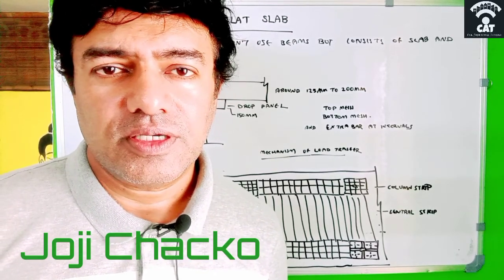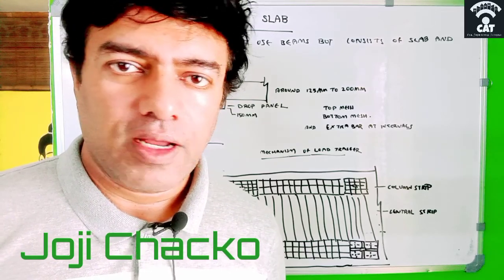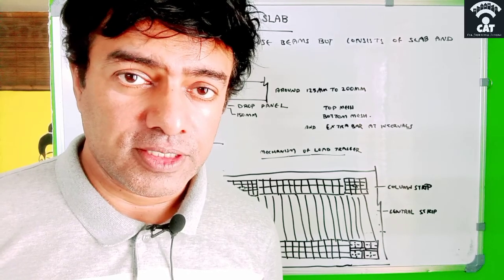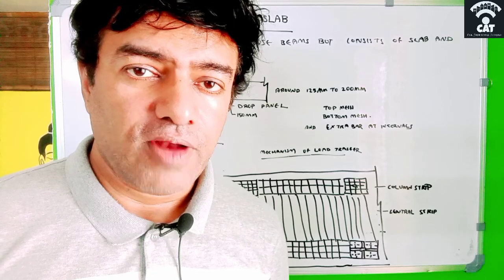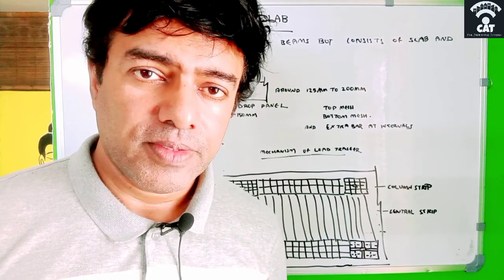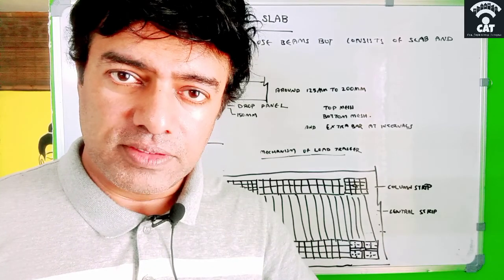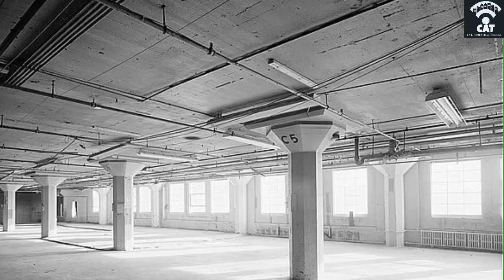Today's subject is about flat slab. Some of you might have heard about flat slabs, but many of you may not have seen them, because we are familiar with the slab and beam system, where we see a slab first, then a beam downwards, and then it is supported on a column. That is the usual pattern that we are seeing everywhere.